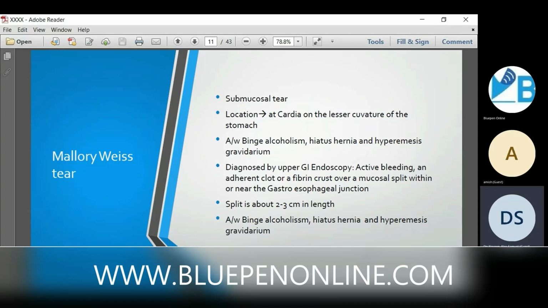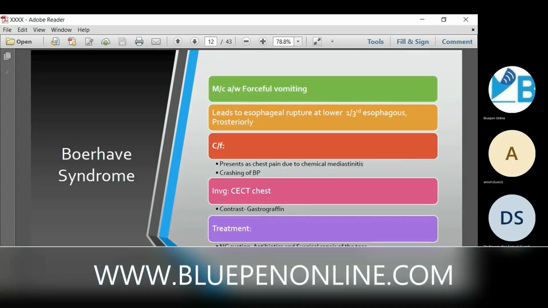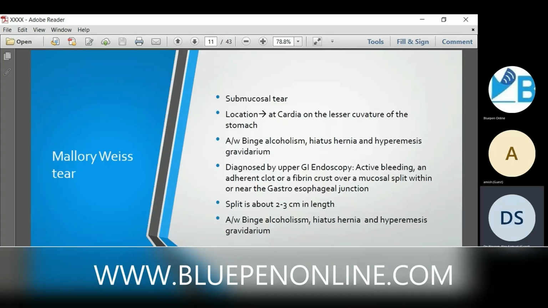So Mallory Weiss, I told you, is found at the cardia or the lesser curvature. Also, you will find these clots in the upper GI because the gastroesophageal junction and cardia are nearby. So you'll find these clots or active bleeding in the gastroesophageal junction. And these slits will be about 2 to 3 centimeters in length. It's associated with binge alcoholism, hyperemesis gravidarum, hiatus hernia. Already I told you. So that is what Mallory Weiss is.